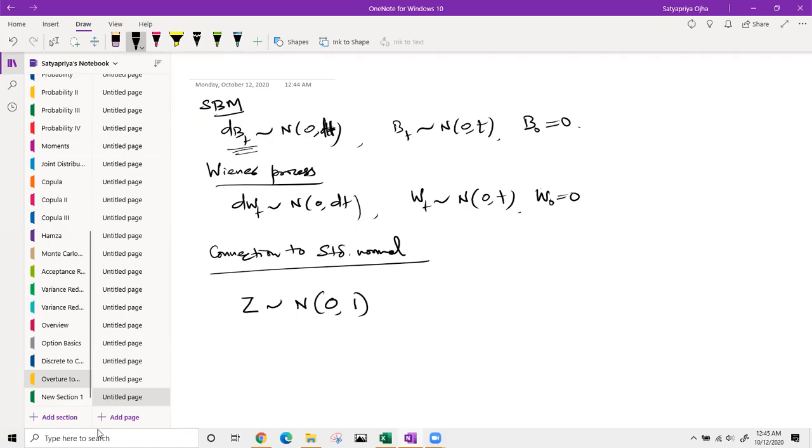So if that's the case, then how is dBt related to standard normal? How can I write this? dBt is equal to, please help me write this in terms of Z. dBt is something times Z. Z into delta T is not correct. You are close.